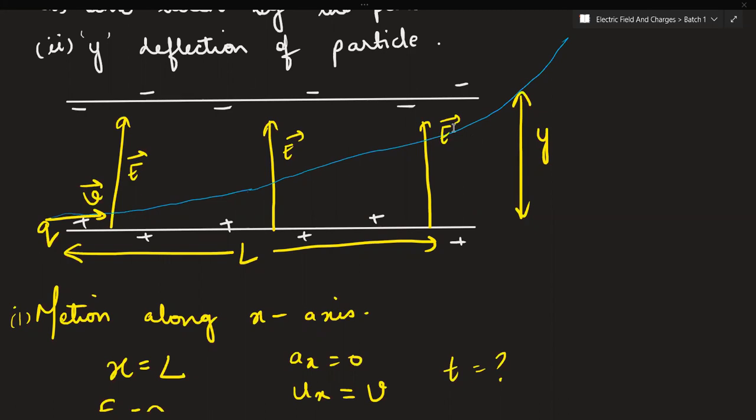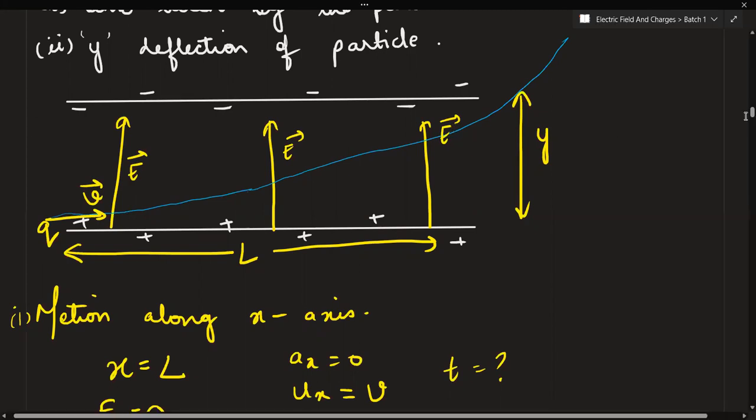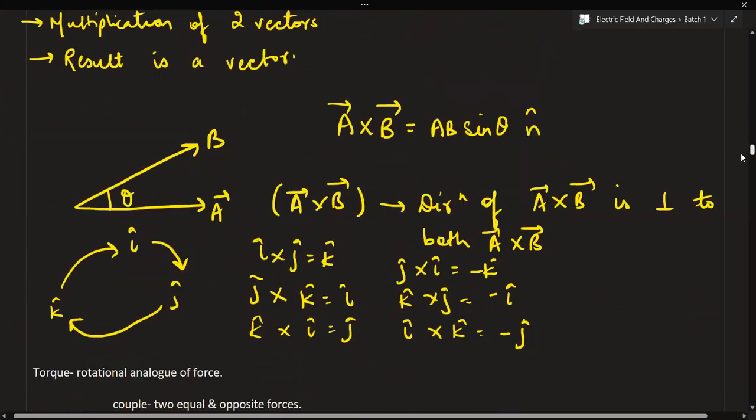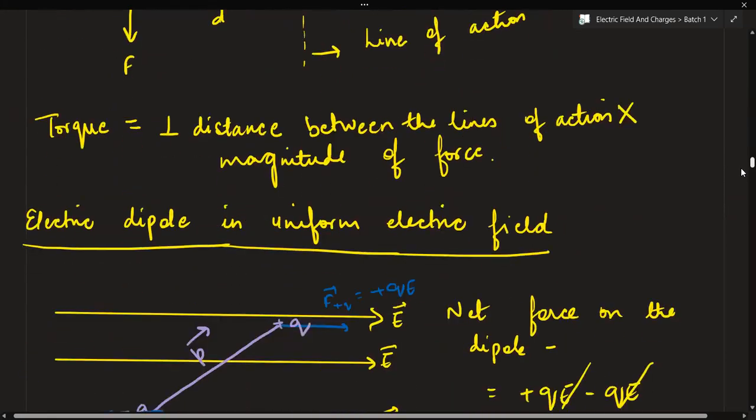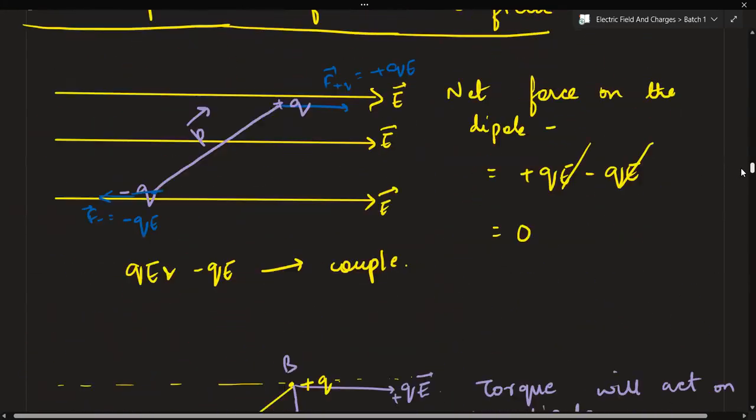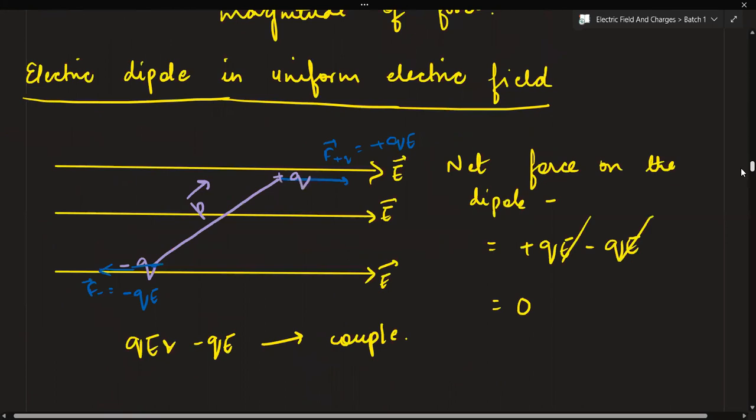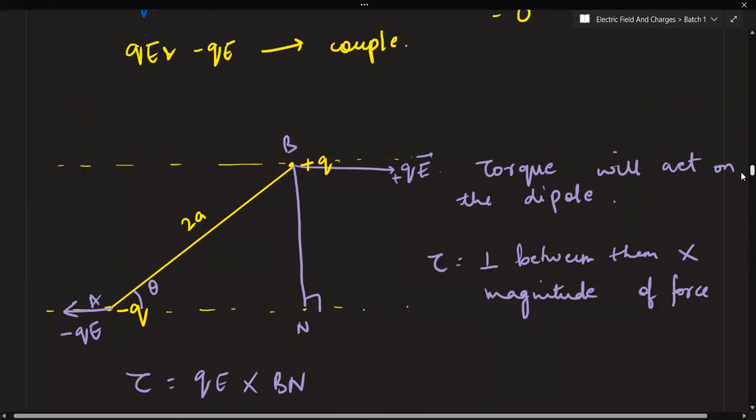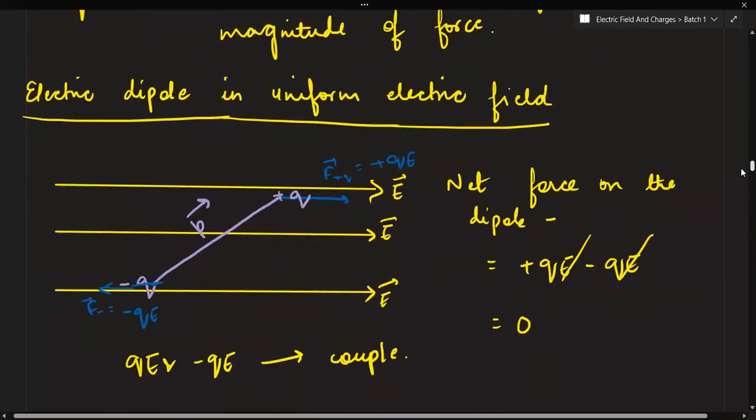So this question can be asked to you. Same thing, you have to apply kinematics in such type of questions, along the y-axis and x-axis. Now, the main thing in torque is, if you are asked to derive torque, nobody is going to start directly from here. You will have to mention that QE is cancelling minus QE, which means net force on the dipole is 0. You have to mention this whenever you are writing about a dipole in an electric field.